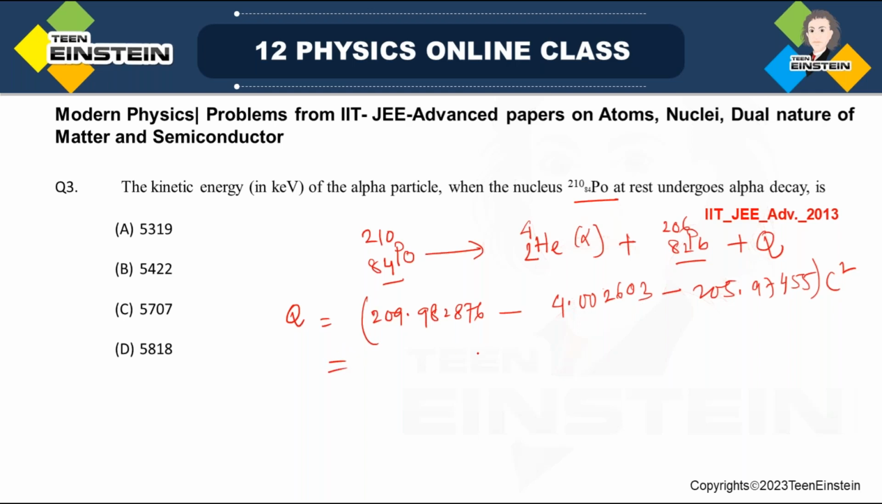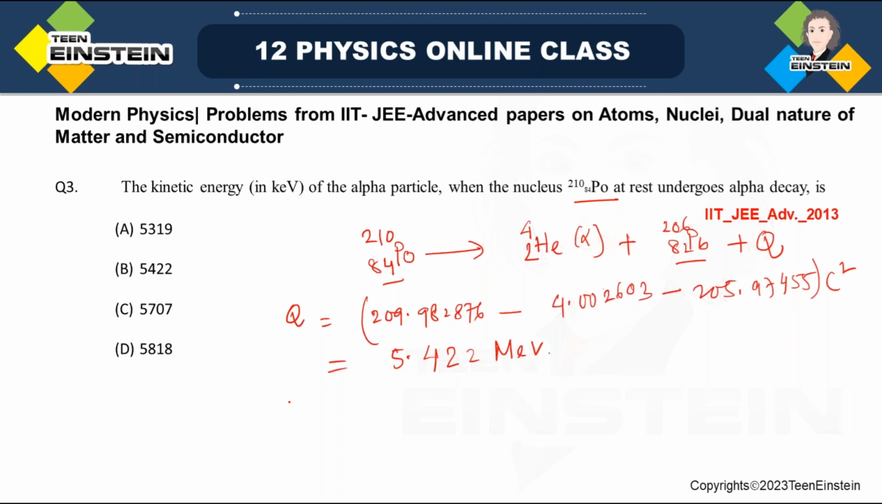And if we just do the calculation, we see this is nearly 5.422 MeV. Let us do this 210 minus 4 minus 206. Actually this is not the actual way to do. That's why we need to actually know the actual masses of each element. That's how you will get the mass defect, otherwise not. All right, so we have got the Q value.